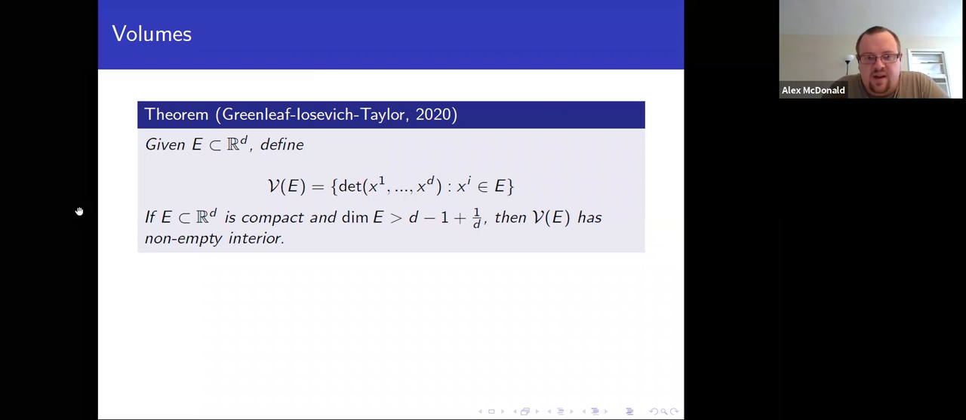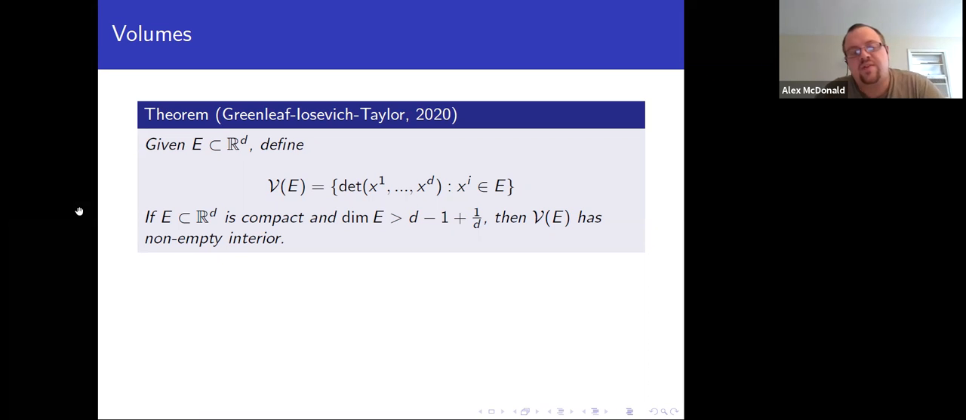One comment I'll make is that I'm not going to distinguish between signed and unsigned volumes, because if you have a positive measure's worth of signed volumes, there's only finitely many, then you would have a positive measure worth of the other.